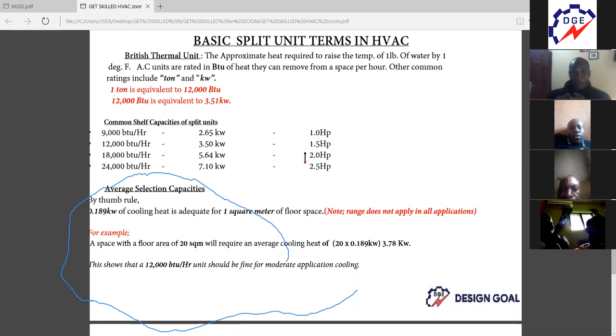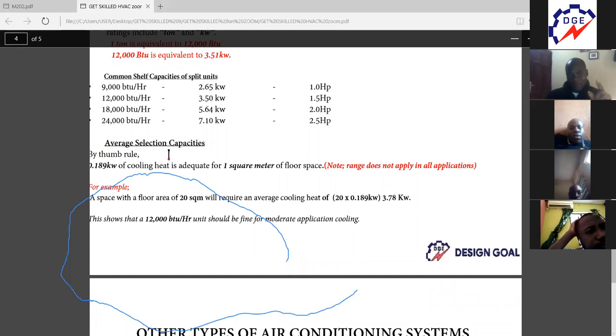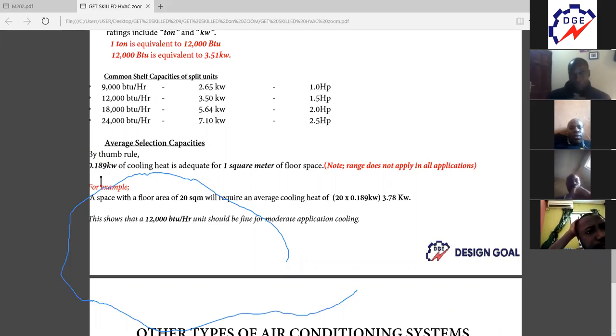in context. Now, there's what we call the rule of thumb. The rule of thumb in the industry gives you an average. It gives you an idealistic size, an idealistic rating for estimation purposes. If you look at this profile, for average selection capacities, we have about 0.18 kilowatts of cooling heat is adequate for 1 square meter of floor space.